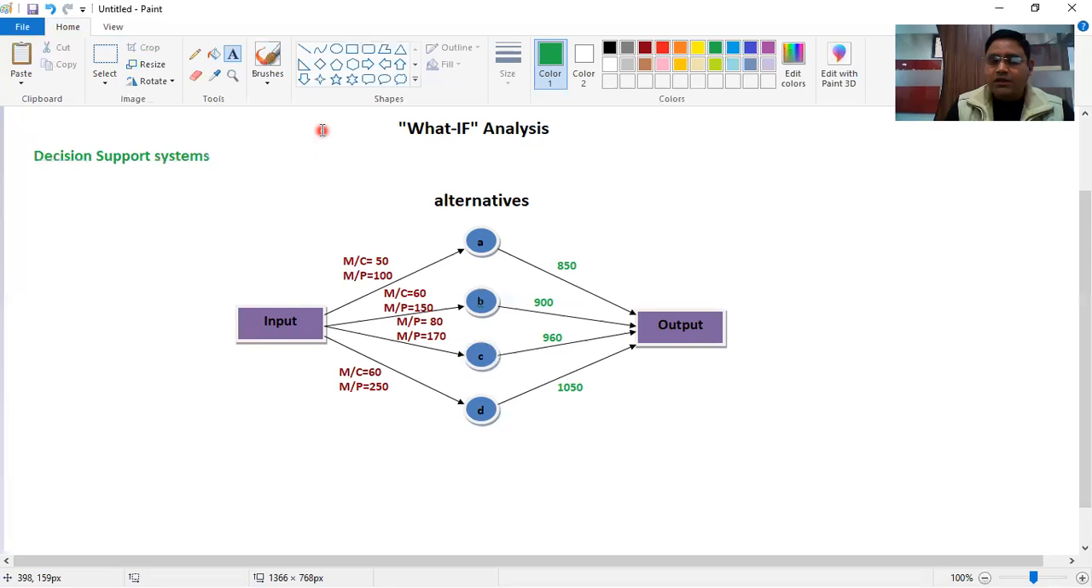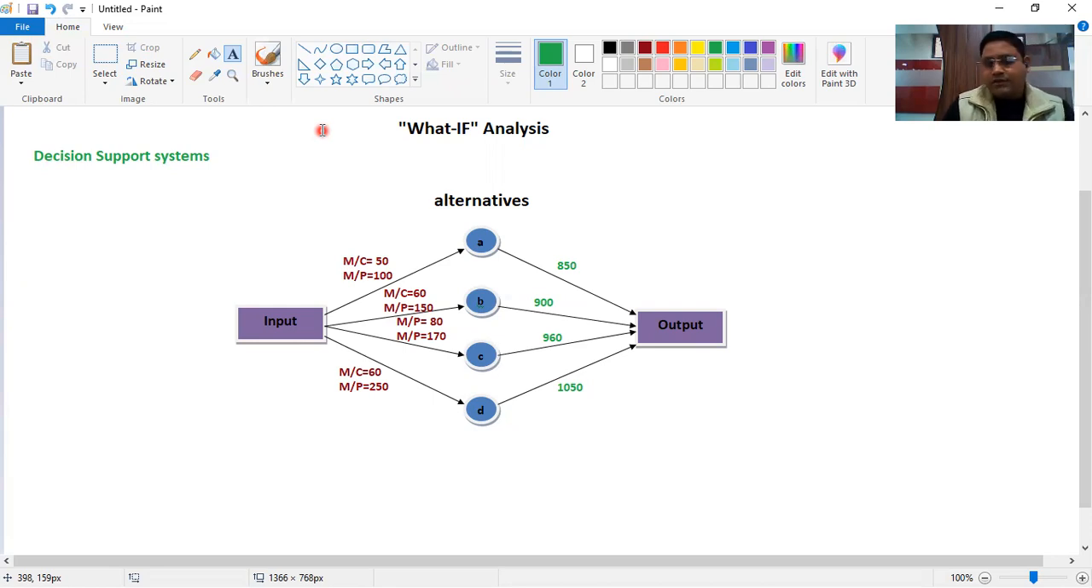We have the user interface, the model base, and the database. Whatever data we have in that database, that will be called that specific department's decision support system. Let us suppose in the database I have stored the marketing data, so that will be a marketing decision support system. In the same way, if it contains financial data, it will be a financial information system.